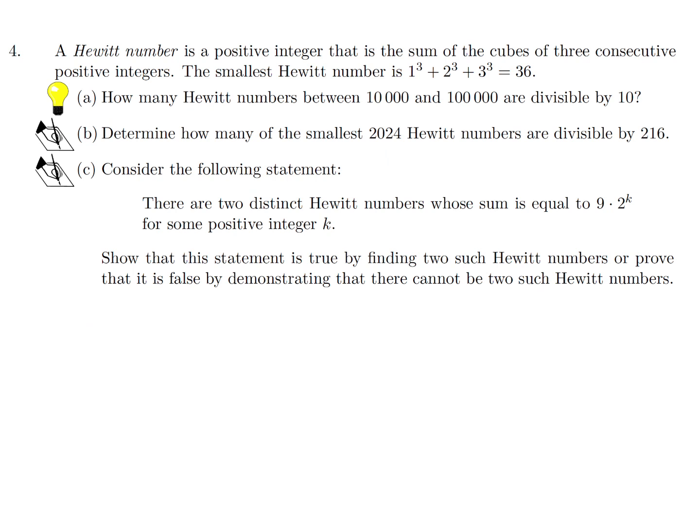A Hewitt number is a positive integer that is the sum of the cubes of 3 consecutive positive integers. The smallest Hewitt number is 1 cubed plus 2 cubed plus 3 cubed, which is 36. How many Hewitt numbers between 10,000 and 100,000 are divisible by 10?